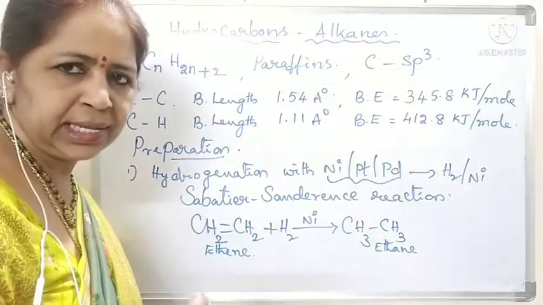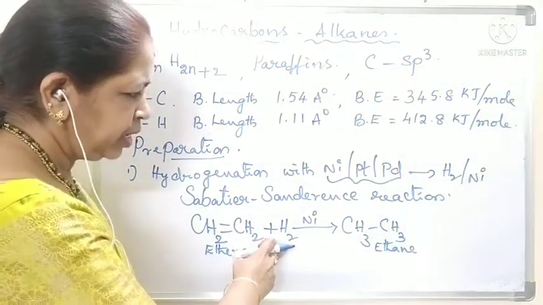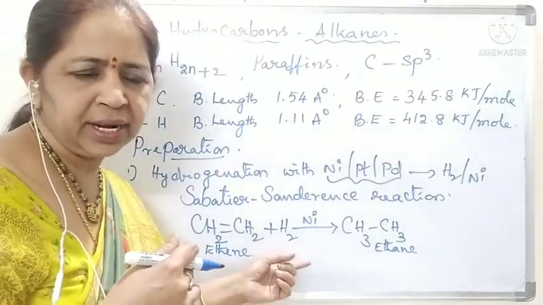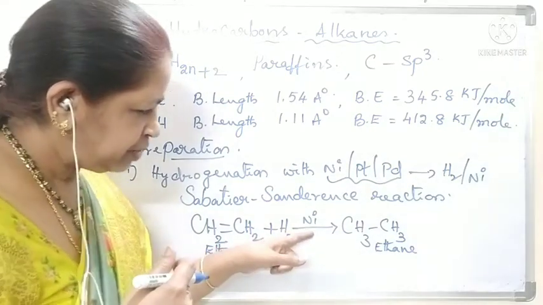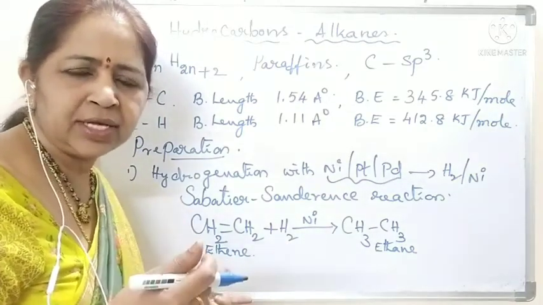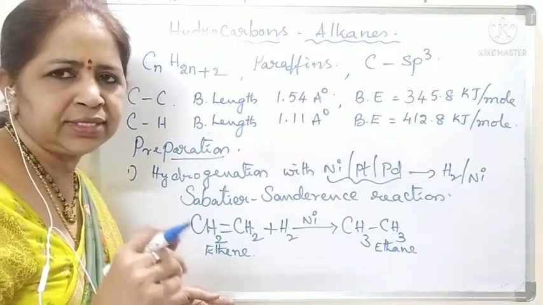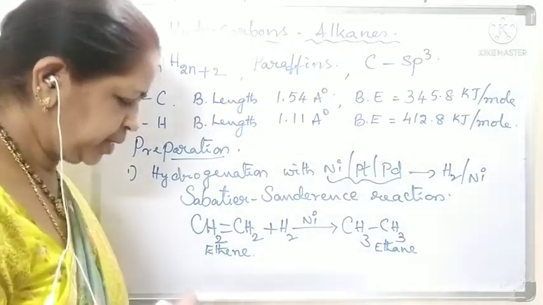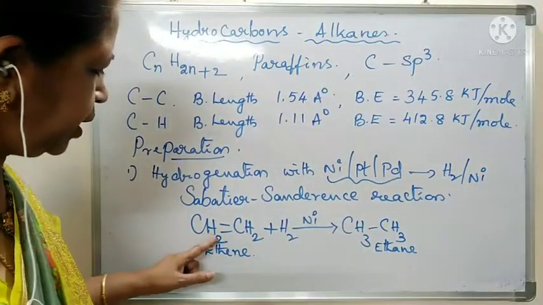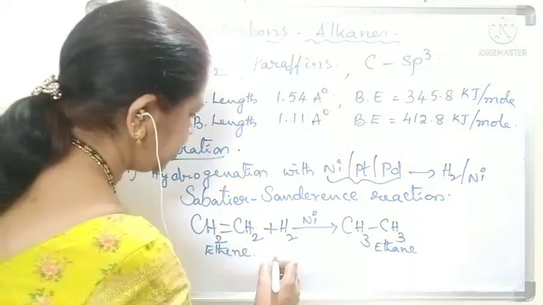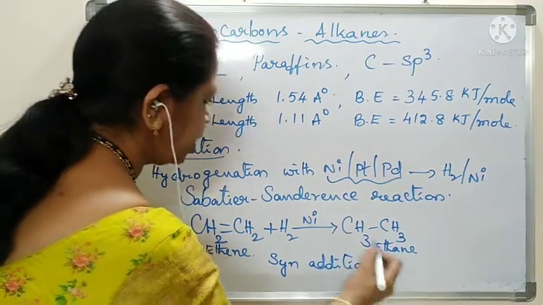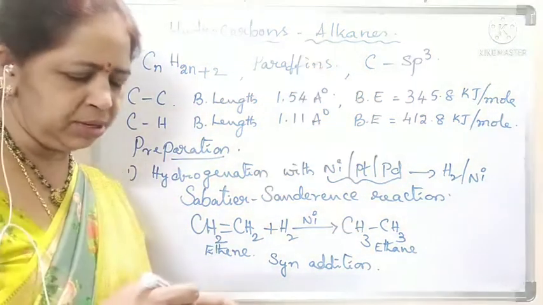Unsaturated hydrocarbon ethene, 1 mole of hydrogen is added. It is generally the adsorption catalysis, and this is also a heterogeneous catalysis reaction, because the physical state of catalyst is solid and these two are gases. Okay students, in this heterogeneous catalysis reaction, the hydrogenation will be a syn addition. Syn addition means both the hydrogens are added on the same side of the double bond.